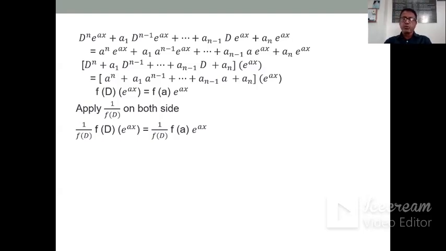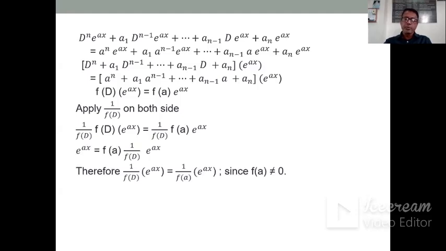Therefore, we take it outside of the operator, which means e to the power ax is equal to f of a times 1 upon f of D operate on e to the power ax. And we know that f of a is not equal to 0, as it is given in the statement of the theorem. Therefore, we divide this equation by f of a. Then we get 1 upon f of D operate on e to the power ax is equal to e to the power ax upon f of a. And this completes the proof of this theorem.